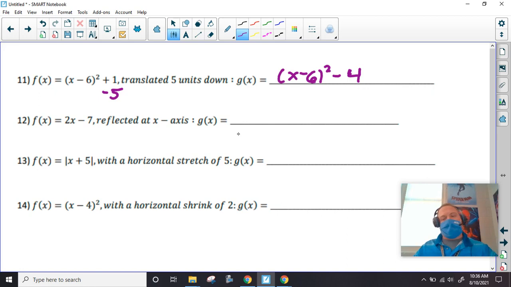Okay? Okay. All right. Now, this is reflected at the x-axis. We only have an a and a k value. Basically, we're going to take everything and multiply it by negative 1. It's the opposite signs. So we have minus 2x plus 7.